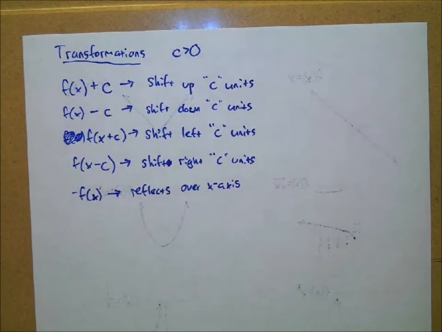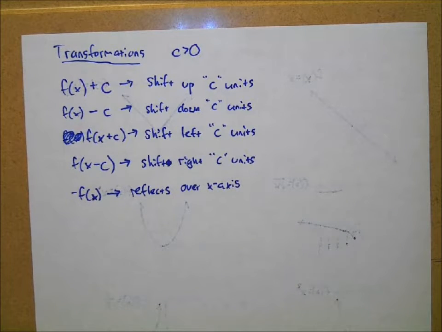Think about it this way. Originally, you would have a point x comma f of x, or x comma y. If you then take all those y values and make them the opposite of what they were, that results in a reflection over the x-axis there.